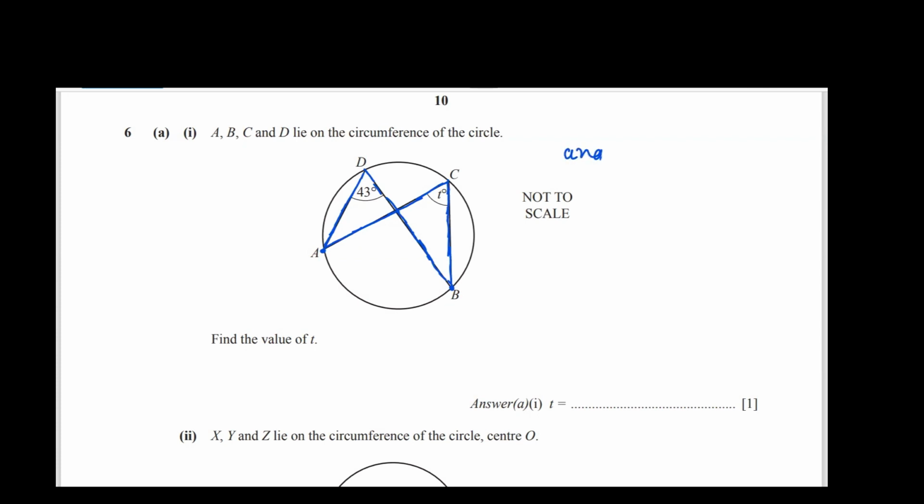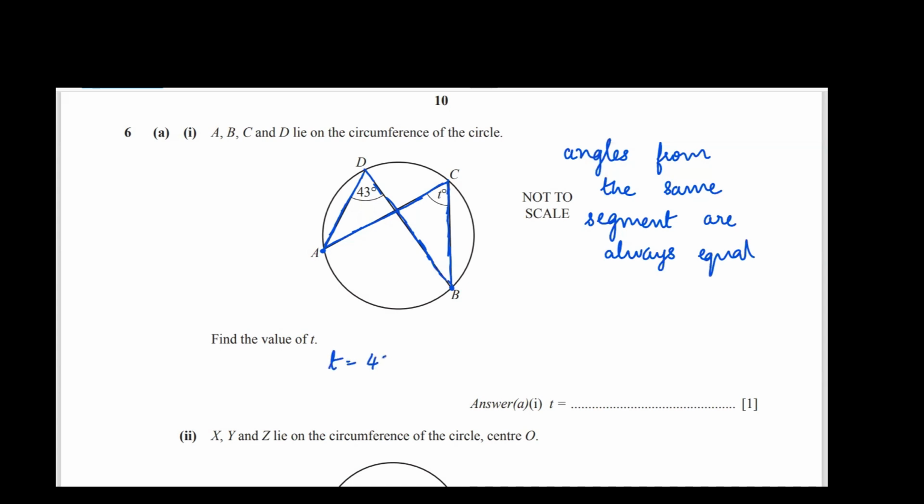Angles from the same segment are always equal. You just have to check the starting point and ending point. If both angle C and angle D have the same starting point and ending point, then the angles made will always be equal. So in this case, T is 43 degrees. Both of these angles are supposed to be the same. So T is 43 degrees.